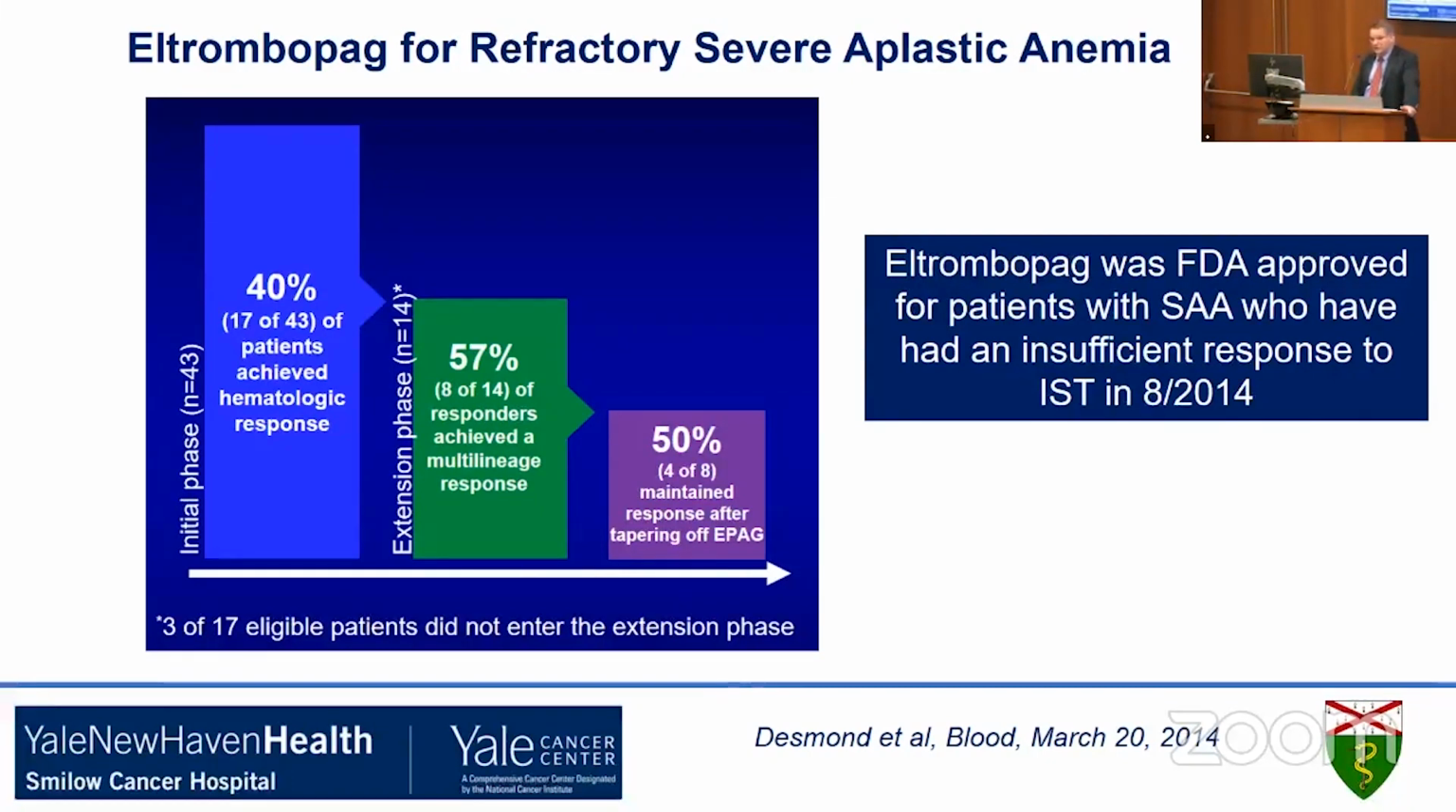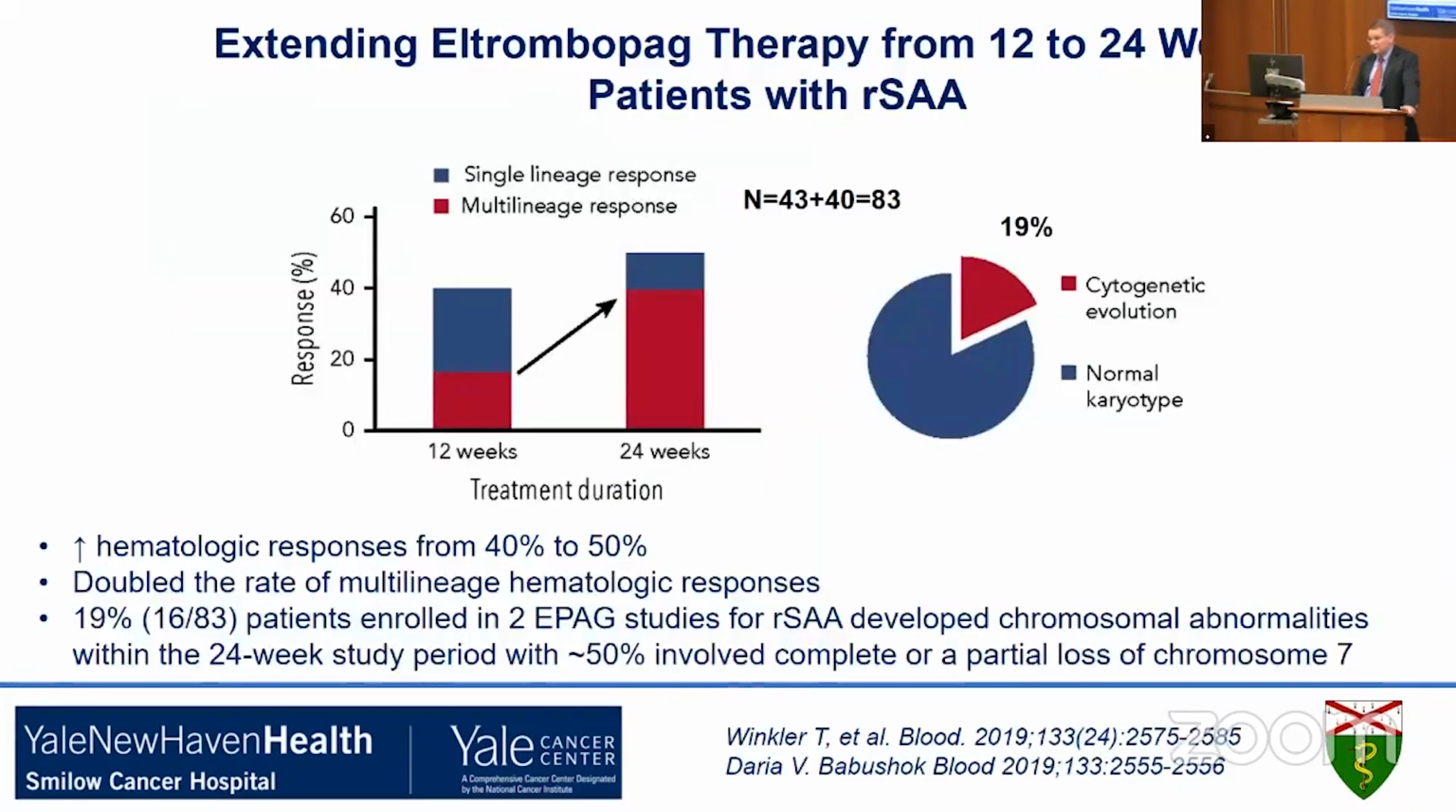This approval occurred almost 10 years ago in 2014. So the study was expanded, and an additional 40 patients were added, and the treatment continued now for 6 months, for 24 weeks. And it turns out that keeping it going for 6 months improved the overall response rate from 40 to 50%, but multilineage responses increased significantly, as you can see. So the red part of this bar graph shows the responses which affected more than one line.